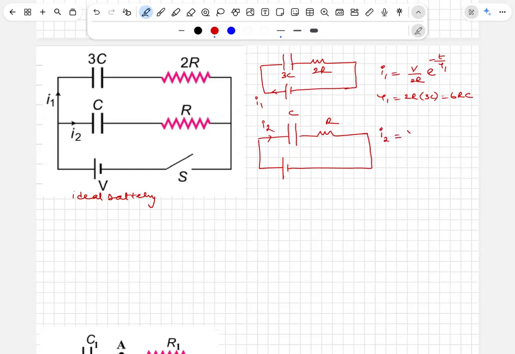I2 is V by R e to the power of minus t by tau 2, where tau 2 is RC. That's all. Any doubts? Boys and girls, any doubts?